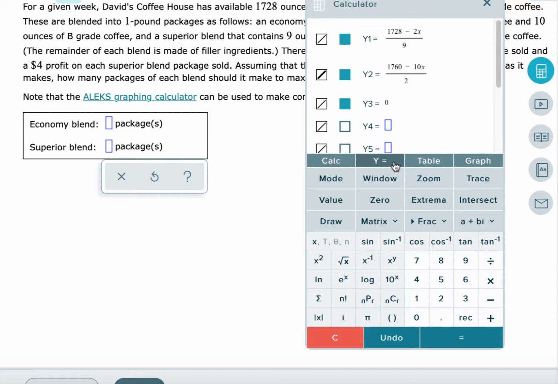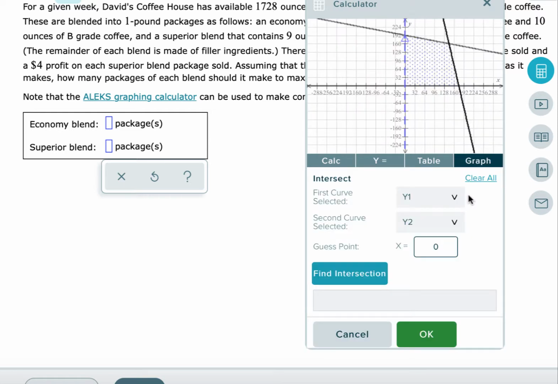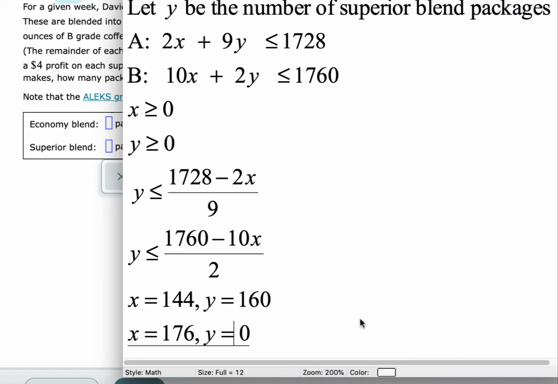So my bold line was y2. So I need to find the x-intercept for the bold line, and that's equivalent to finding the intersection between y2 and y3. You say, well, why is that? Well, if y is 0, that's how we find the x-intercept. So my x-intercept is 176, 0, and now we're going to find the y-intercept.